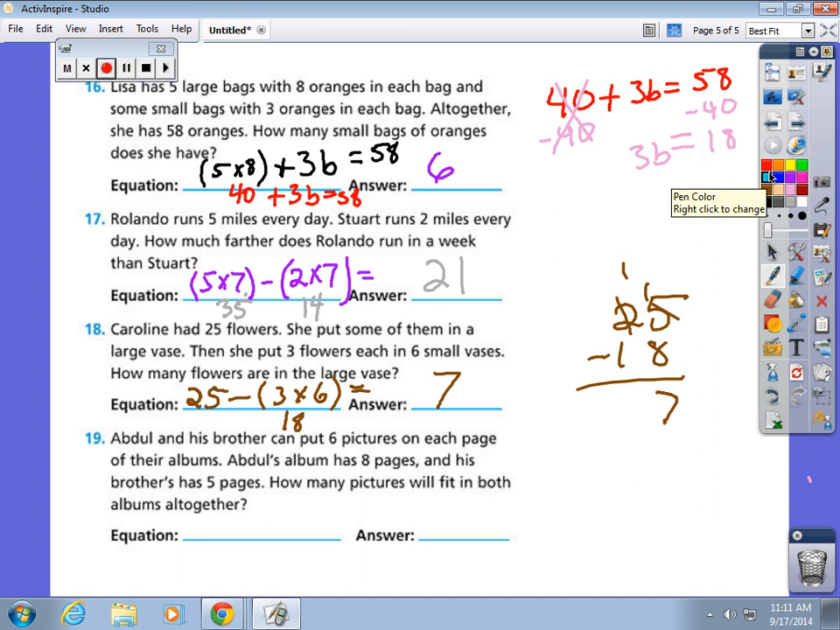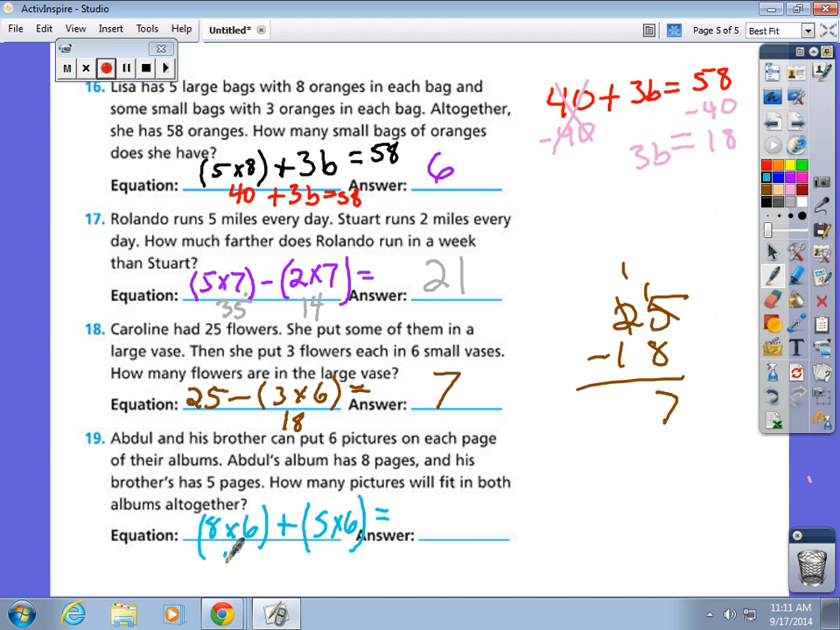Our very last one, Abdul and his brother can put 6 pictures on each page in their album. Abdul's album has 8 pages and his brother has 5. How many pictures will fit all together? So we have 6 pictures per page. Abdul has 8 pages times 6 pictures. His brother will add in, because I don't know how many will fit in both, has 5 pages times 6 pictures, and that will equal our answer.